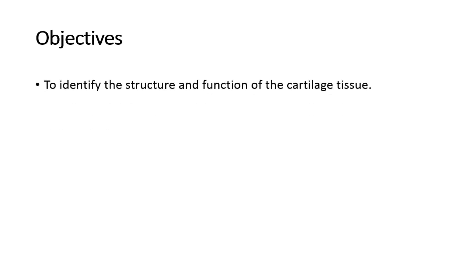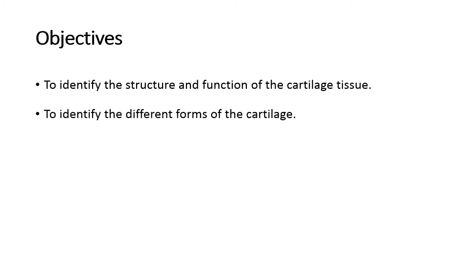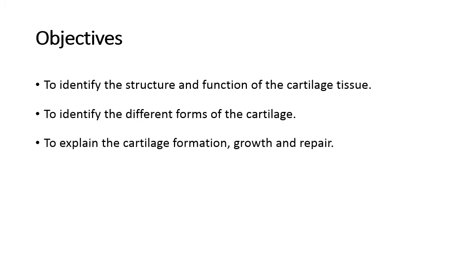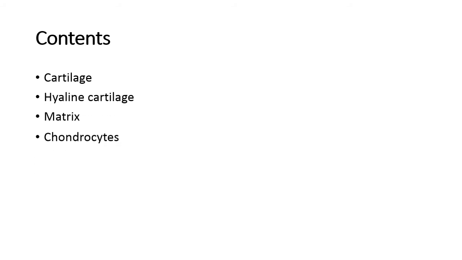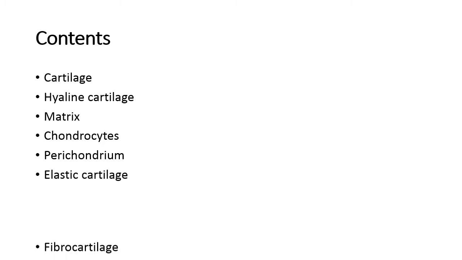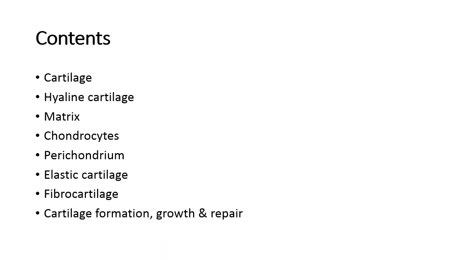The objectives of this lecture are to identify the structure and function of the cartilage tissue, to identify the different forms of the cartilage, and to explain the cartilage formation, growth, and repair. The contents will be cartilage, hyaline cartilage, matrix, chondrocytes, perichondrium, elastic cartilage, and fibrocartilage, and cartilage formation, growth, and repair.